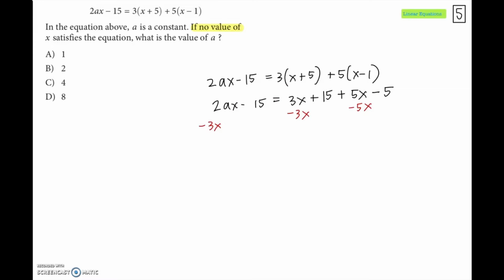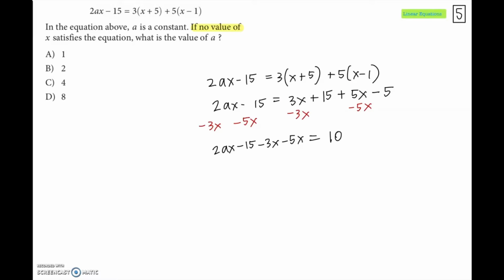So as long as I do the same thing to the left and the right, I can do it in an equation like this. And so I've got 2ax minus 15 on the left, and I'm going to subtract 3x and subtract 5x. And then on the right side, 3x minus 3x goes to 0, 5x minus 5x goes to 0. So on the right side, I only am left with 15 minus 5, and that's 10. So all of that equals 10.